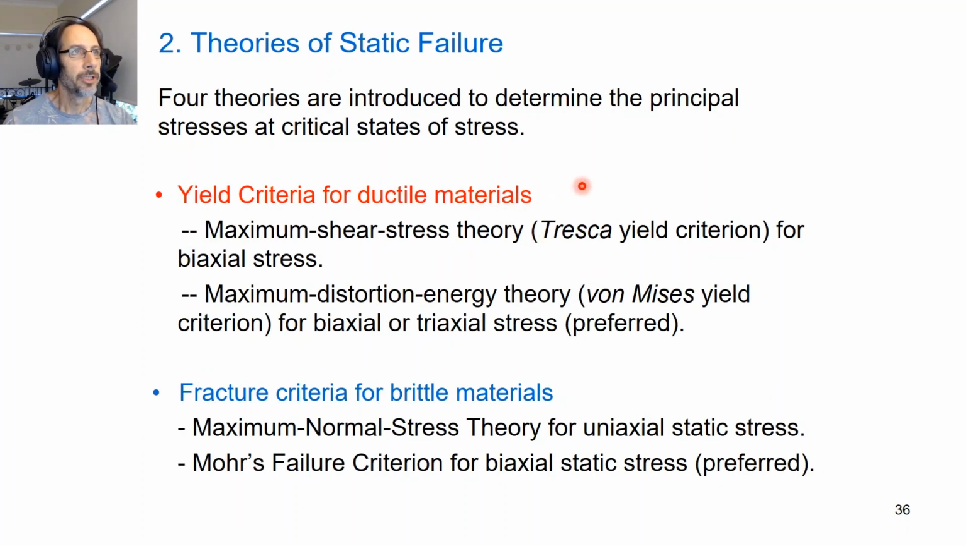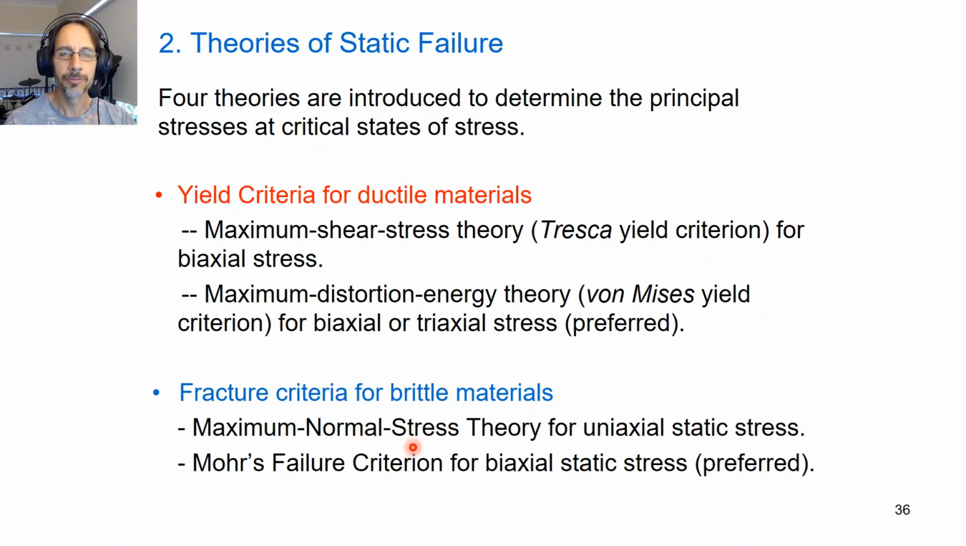Okay, so the theories of failure that we're going to look at for ductile materials, we'll look at the yield criteria: maximum shear stress theory, also known as the Tresca criterion, and we also look at the maximum distortion energy theory, which is also known as the von Mises criterion. And then for fracture for brittle materials, we'll look at the maximum normal stress theory and also Mohr's failure criterion. So these have limited real practical value.